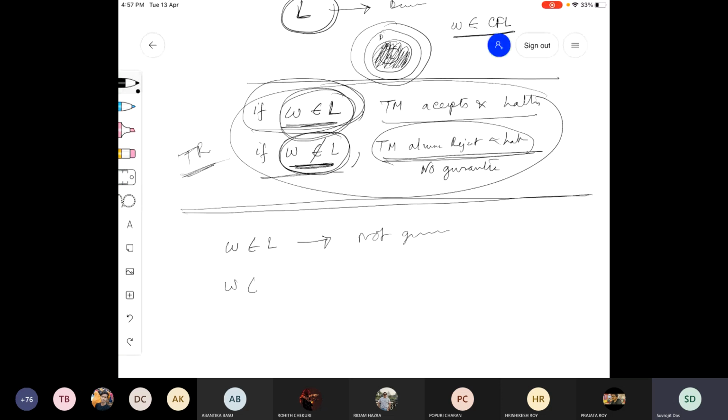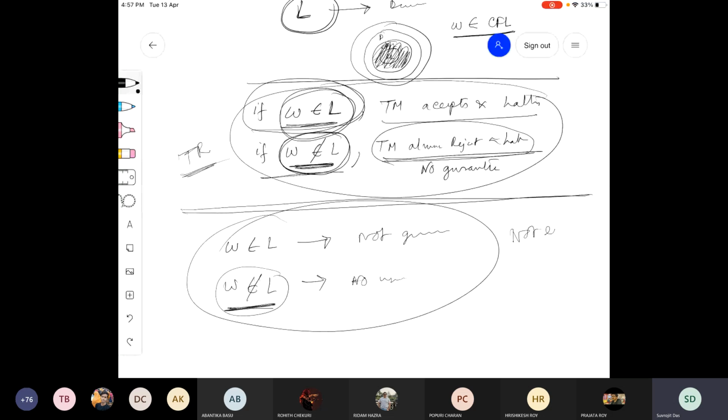And also, if W is not a member, to check whether W is a member of L, knowing that it is not guaranteed to reject, and again there is no guarantee that it would reject and halt. So these are called languages that are not even Turing recognizable.